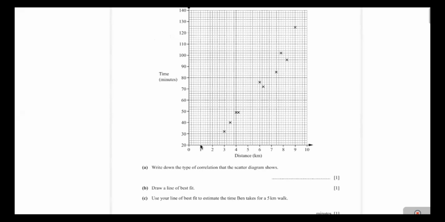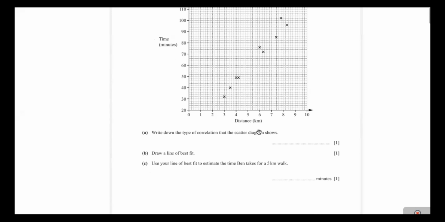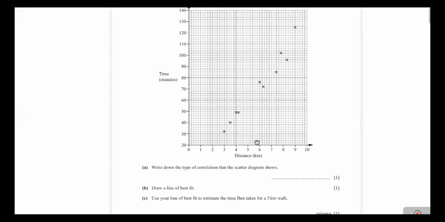Question number 7. Ben walks for exercise. The scatter diagram shows the distance for 10 walks and the time each walk takes. Part A, write down the type of correlation that the scatter diagram shows. Now you see here, this is the distance and this is the time, and the relation between distance and time. Now you see here, when the distance increases, the time also increases in this graph. Therefore, this correlation is a positive correlation.